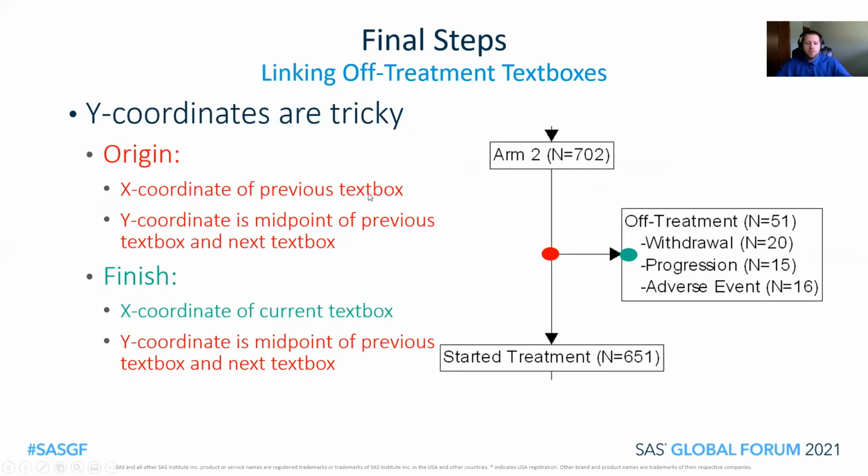The XY coordinates of the origin, the red circle here, is just the X coordinate of either the previous text box or the following text box as well. And then the Y-axis is the midpoint between them. The finishing coordinate is the X coordinate of this current text box, and then again, the Y point is the median, in the middle between these.